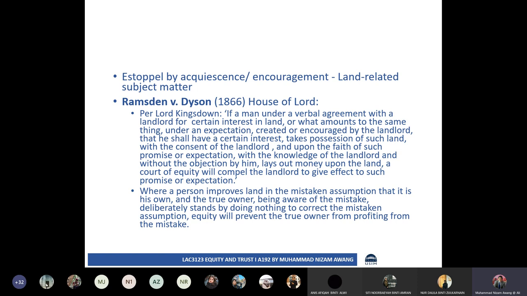If you read the quote slowly, then you may be able to identify the important elements of proprietary estoppel. If a man under a verbal agreement with a landlord for a certain interest in land, under an expectation created or encouraged by the landlord. So number one, there must be an agreement, a verbal contract between the parties. Number two, there must be an element of expectation, that what a promisee, what a tenant does or would do, is based on the encouragement or expectation by the landlord.